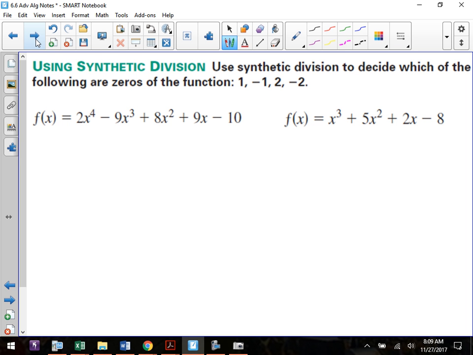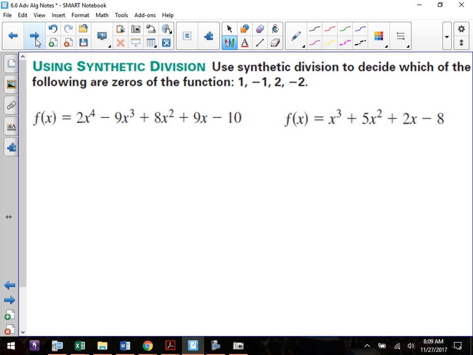So let's go back and see if you remember how to use synthetic division. They're going to give you possible zeros of plus or minus 1 and 2, and they just want you to check and see if these values are zeros. Now, how do you determine if something is a zero? Yeah, if it ends in a 0.